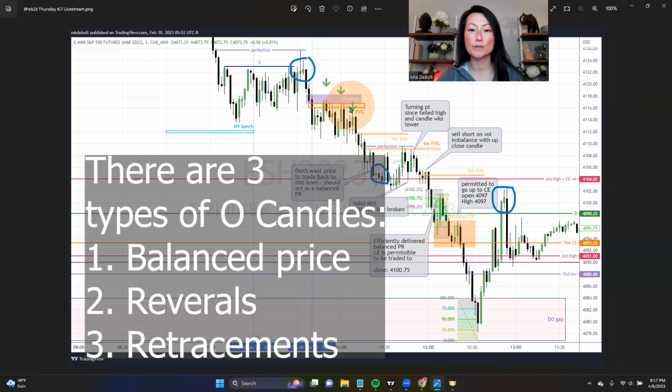These are entry points where you can actually enter a sell. These are even more powerful. So these are what I'm actually going to be talking about. So the O candle is actually an overlapping candle. So again, it's an ICT concept that I've kind of put on steroids.